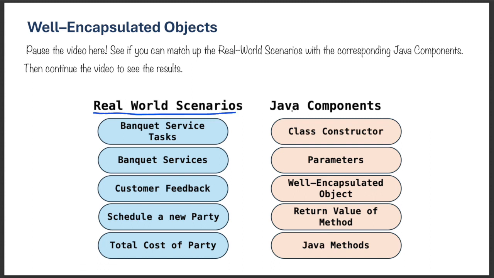So I'm going to start by labeling my real-world scenarios as A, B, C, D, and E. And I'm going to take these letters and put them next to the Java components I think they correspond to. So the first one, choice A, banquet service tasks. There's that word task. What do we use in programming to accomplish tasks for us? Well, hopefully you said methods. So I'm going to put A over here, that the banquet service tasks can be handled by Java methods.